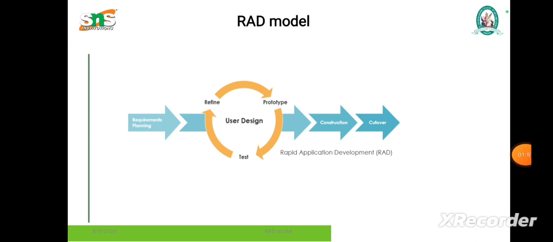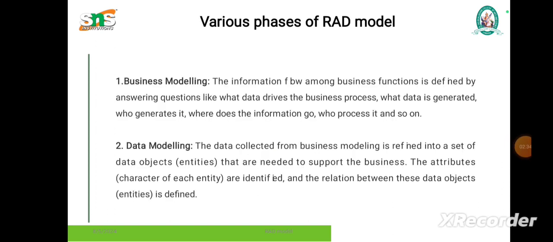So this is the diagram of the RAD model. It has different stages, different phases. There are requirements planning, construction and cutover. Requirements planning is the first stage, and the second one is user design. It depends upon three steps: refine, prototype and test. Then the next stage is construction, and the last one is cutover. So this is the diagram of the Rapid Application Development Model. It has various phases, so let's discuss them one by one.